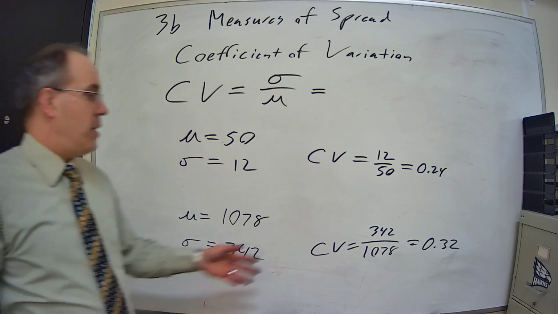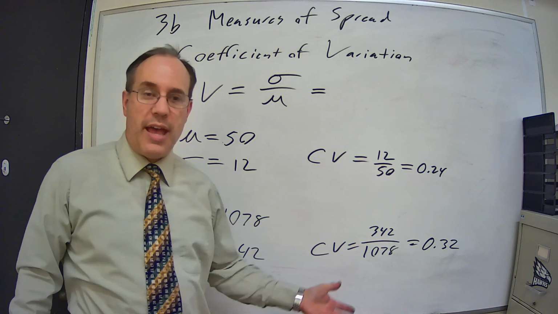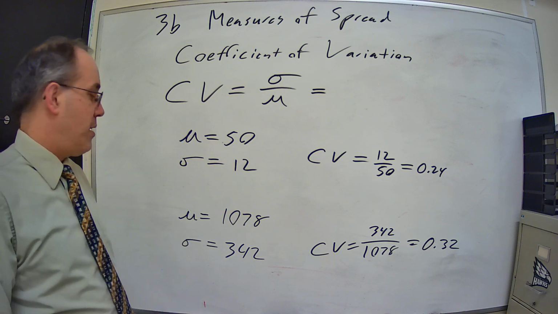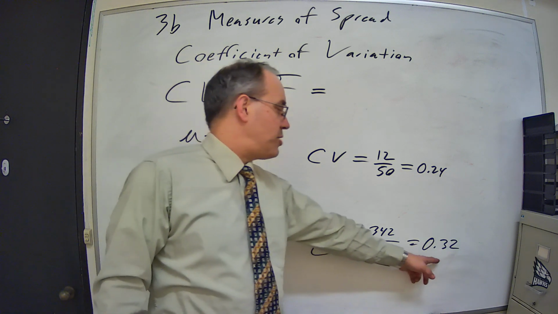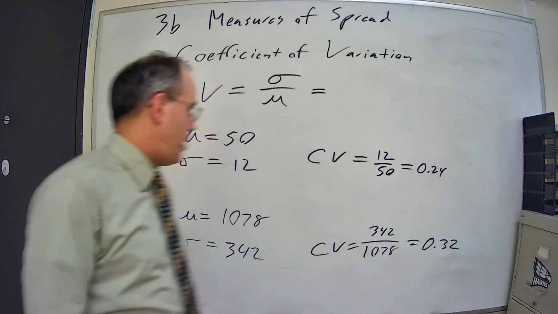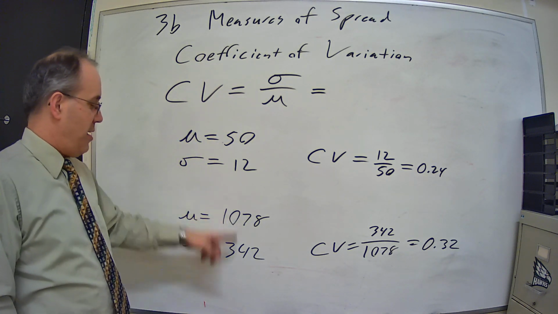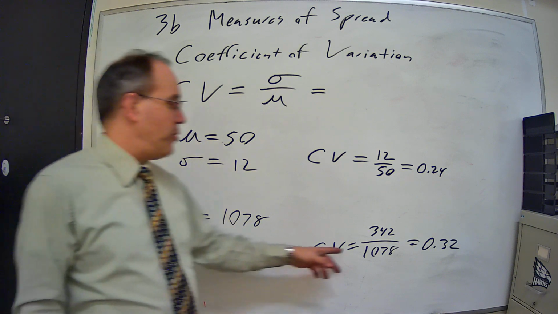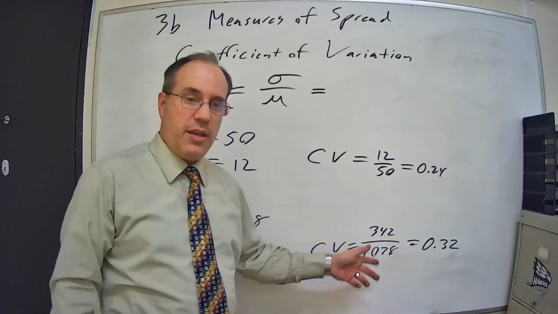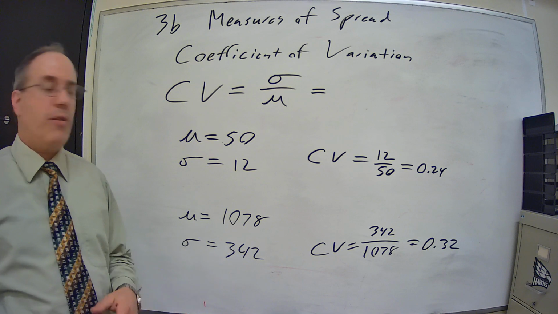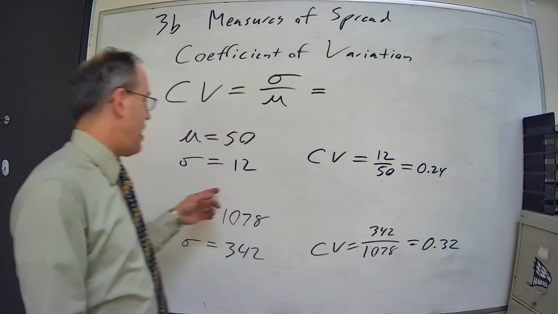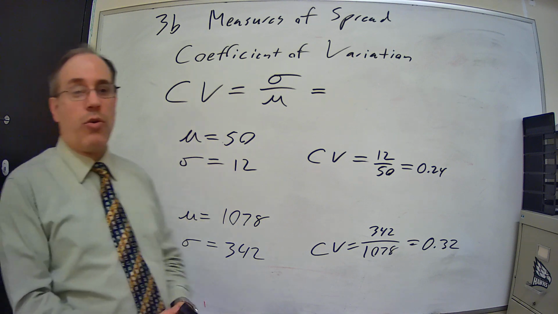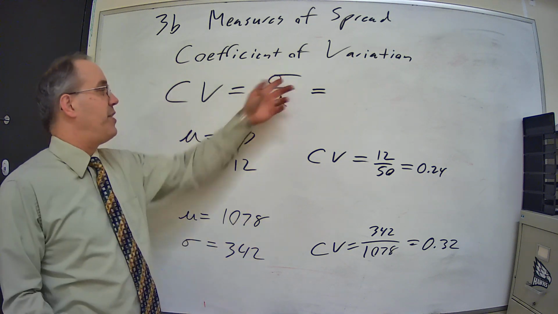Okay, so which one has more spread compared to their mean? In this particular case, this one did. It had a little more spread, but look at the difference in comparison: 342 compared to 12. But it was what it was related to the mean. In comparison to its mean, it was much less significant than it would have been compared to this mean. So that's the coefficient of variation. It's just the standard deviation divided by the mean.